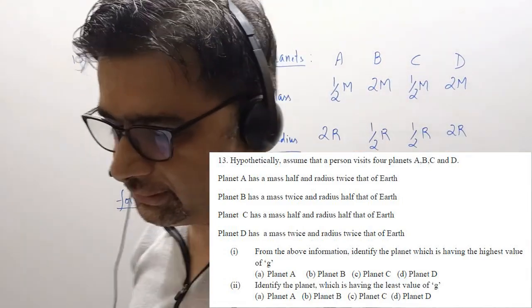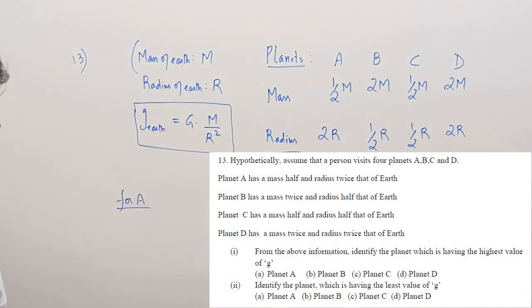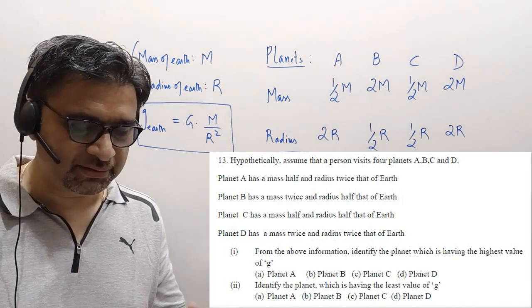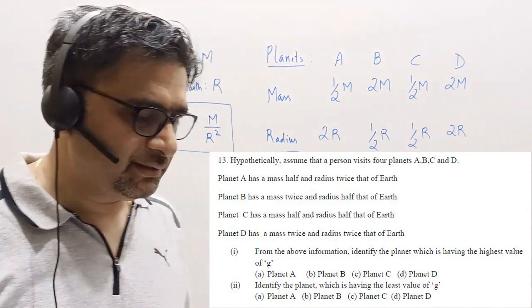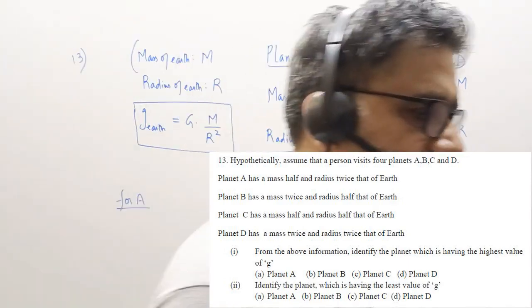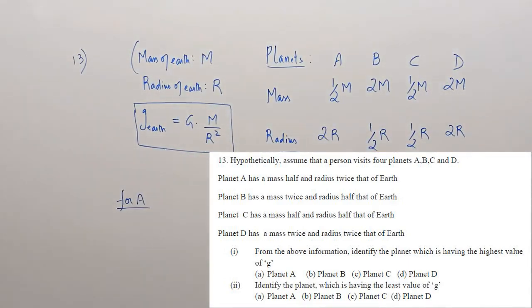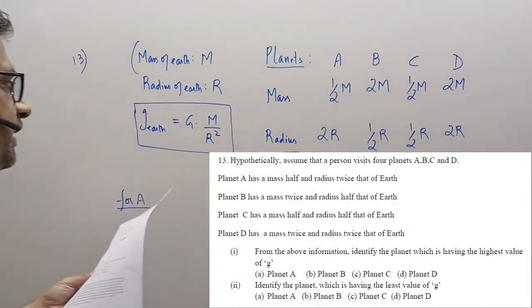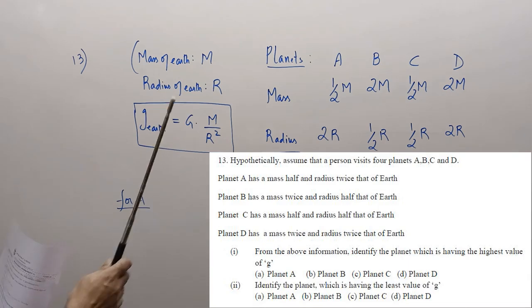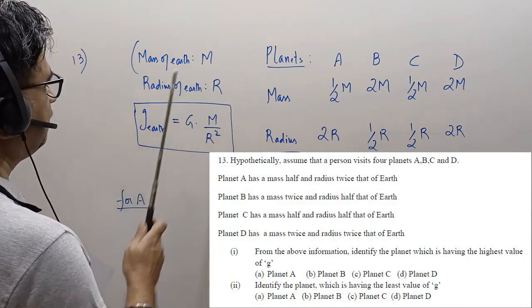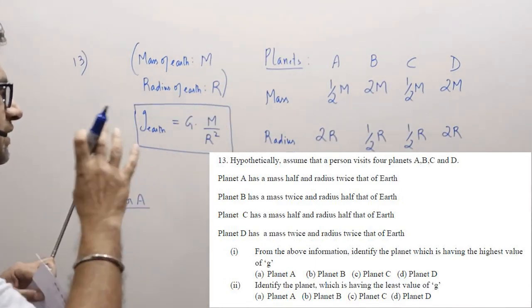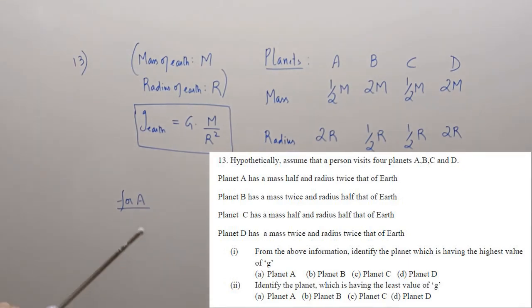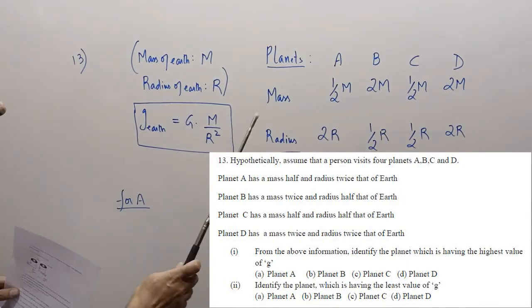Alright, so for question number 13, as you can read the question, there are 4 planets that we are considering, and a person is visiting all of these, A, B, C and D. These are the various planets, and their radii and their masses compared to that of the Earth are given. So we have considered the mass of Earth to be m and the radius of Earth to be r.